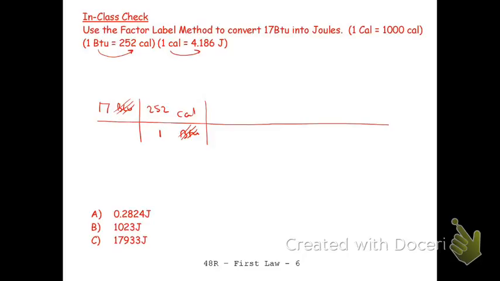And then I want to get rid of calories. And I have joules. 1 calorie is 4.186. And so we just multiply this out and we get 17 times 252 times 4.186 divided by 1 divided by 1, doesn't matter. And we're going to get 17,933 joules.